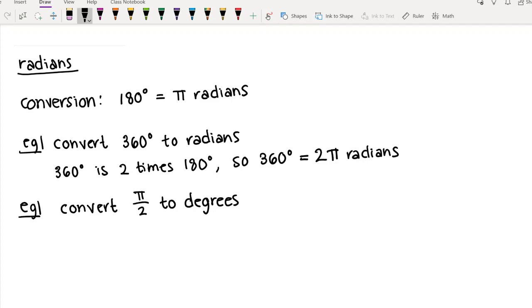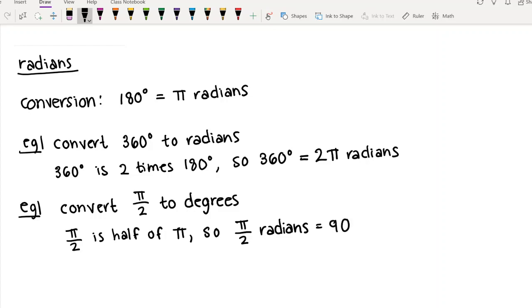So we know that 180 degrees is pi radians. So pi over 2 is half of pi, right? So that tells us that pi over 2 radians should be half of 180 degrees, right? 180 degrees and pi radians are the same, so if we're taking half of that, then that should be equal to 90 degrees.